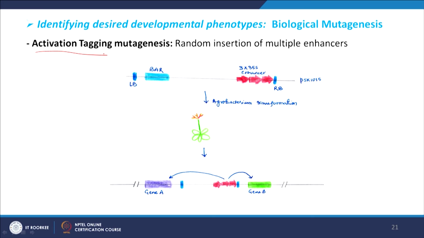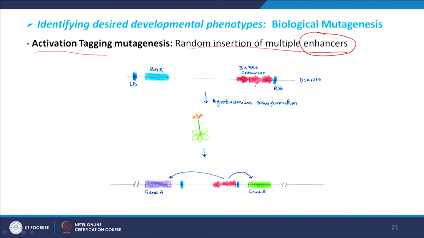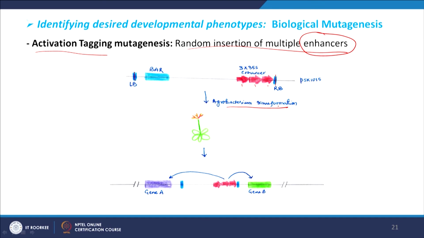So, what happens in activation tagging? Random insertion of multiple enhancers. Enhancers are genetic elements which can increase the expression of a gene. So, what people are doing? They are using multiple copies of an enhancer and genetically engineering a T-DNA or a Ti plasmid, and they are using this through Agrobacterium mediated transformation, and generating a large number of plants. Then in those plants, they look for a phenotype, and most likely this phenotype could be because of the activation of a gene.